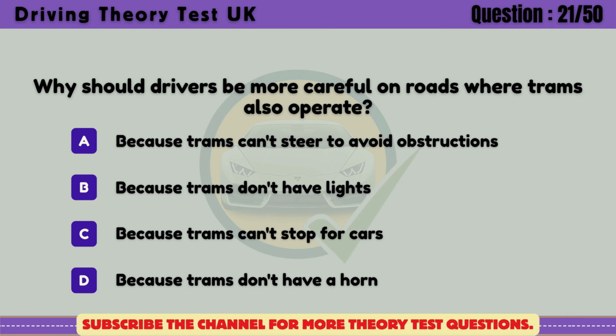Question 21. Why should drivers be more careful on roads where trams also operate? Option A. Because trams can't steer to avoid obstructions. B. Because trams don't have lights. C. Because trams can't stop for cars. D. Because trams don't have a horn.